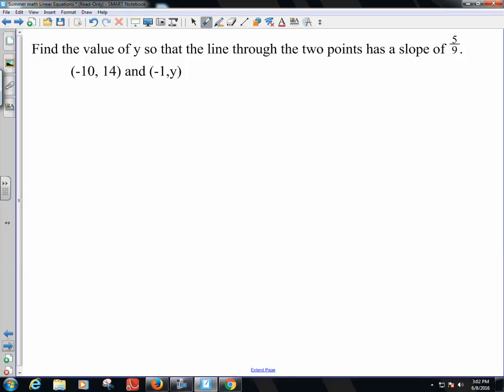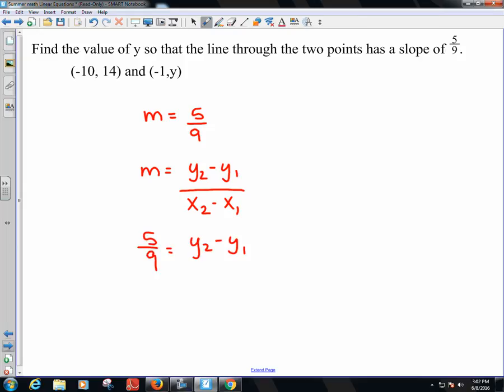So we need to find the value of y so that the line through the 2 points has a slope of 5/9. So we have some slope that's 5/9. We also know that the equation for slope is y2 minus y1 over x2 minus x1. And because I know that m equals both of those things, I can actually say 5 over 9 equals y2 minus y1 over x2 minus x1.